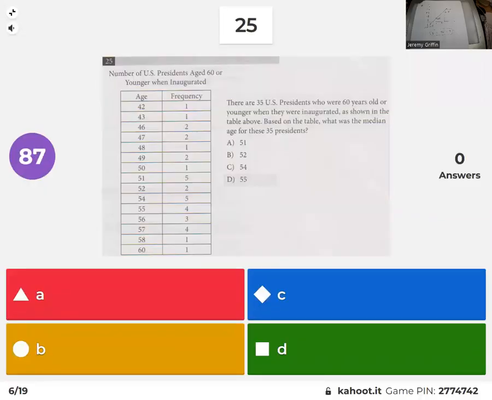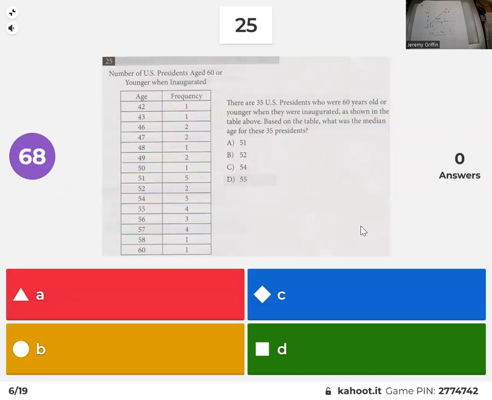25. U.S. presidents age 60 or younger when inaugurated. So we got 42 up to 60, and then the frequency of presidents. There are 35 of these guys. What was the median age for that list of presidents? The median age.